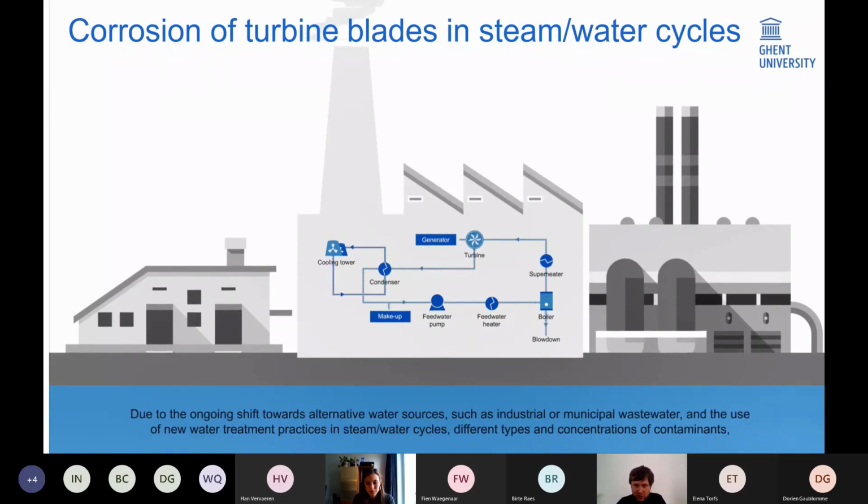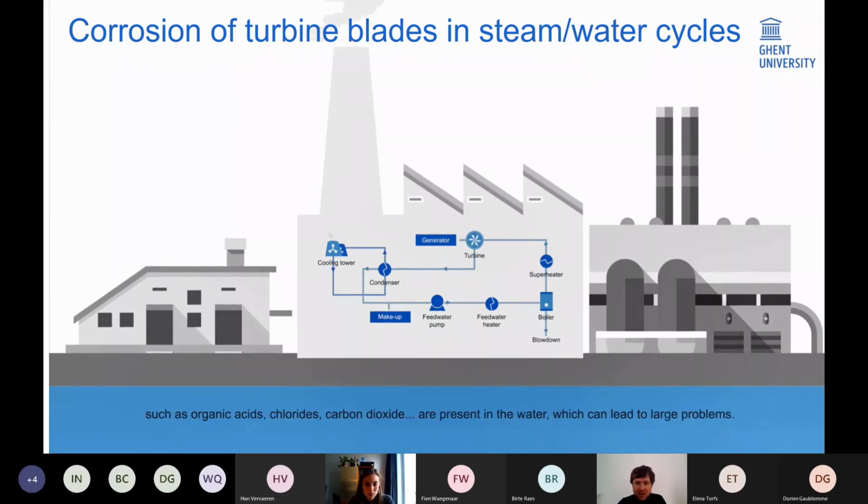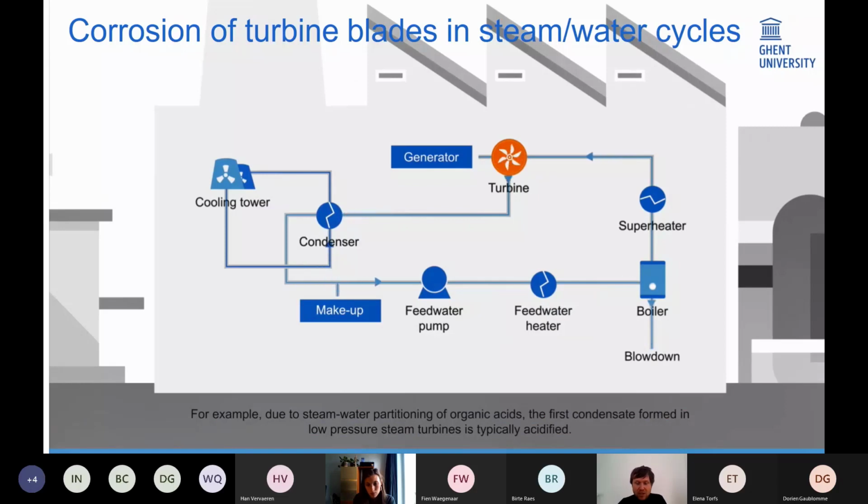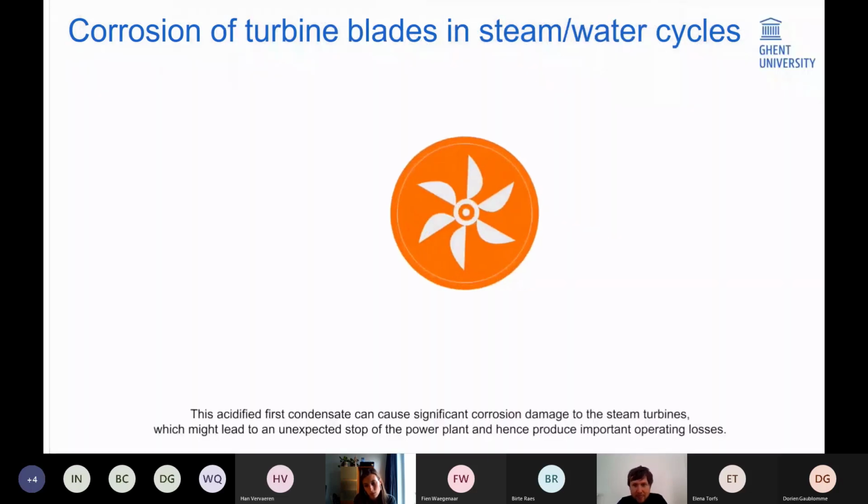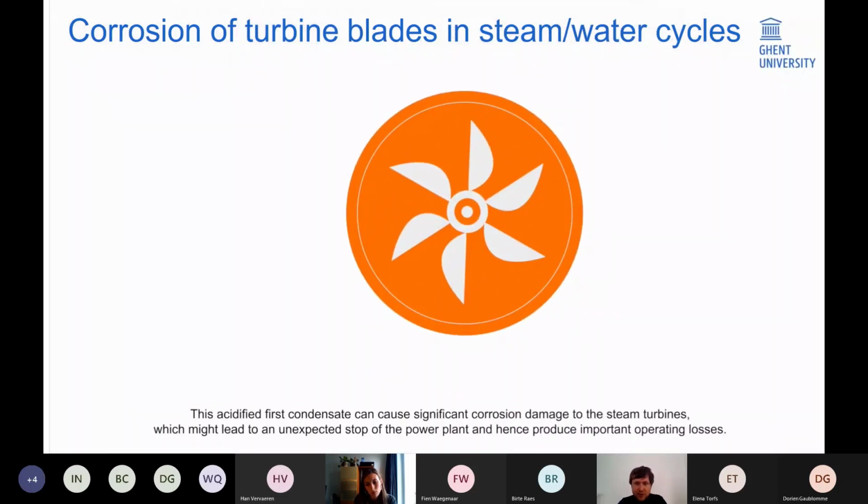Due to the ongoing shift towards alternative water sources and the use of new water treatments, different types and concentrations of contaminants, such as, for instance, organic acids, chlorides and carbon dioxide are present in the water, and this can lead to large problems. For instance, due to steam water partitioning of organic acids, the first condensate is typically acidified, and this can be quite tricky. This acidified first condensate can cause significant corrosion damage to the steam turbine, which might lead to unexpected stop of the power plant and of course then produce important losses.